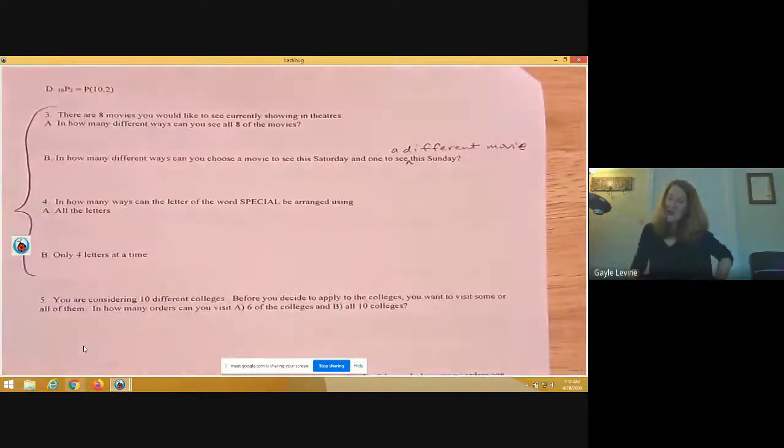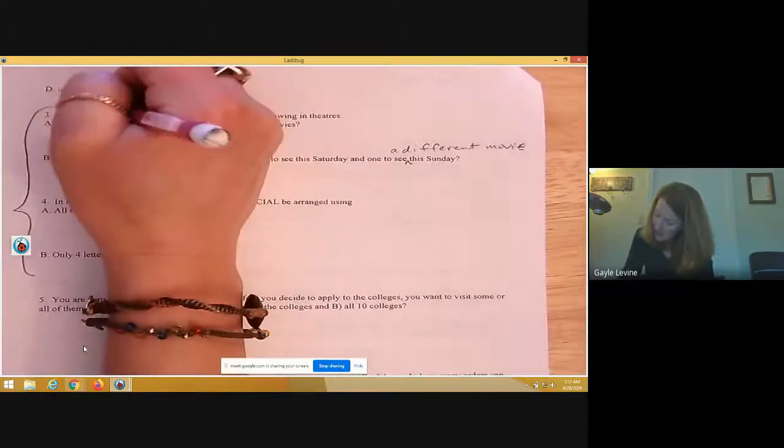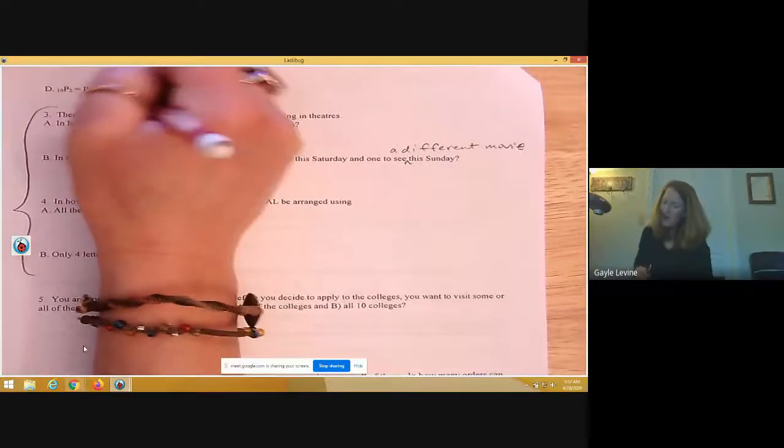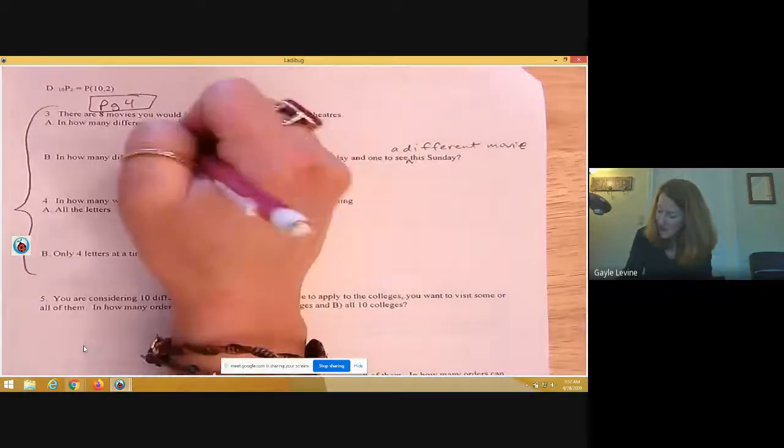All right, so for number 3, I'm on page 4. Page 4, number 3. There are 8 movies you would like to see concurrently showing in the theaters. Wouldn't we all like to go do that? Letter A, in how many different ways can you see all 8 of the movies? So this is lining up all 8 movies. So it's really just 8 factorial.